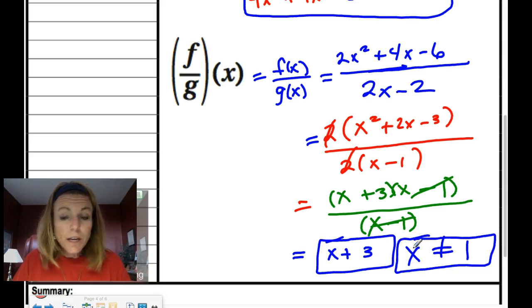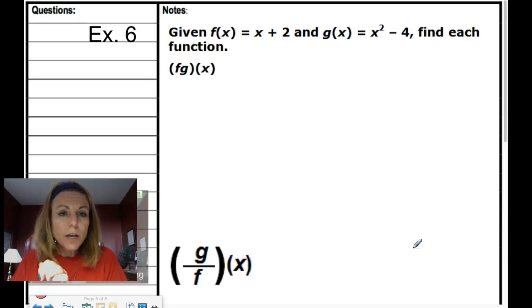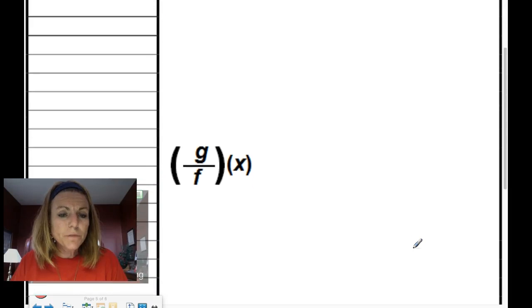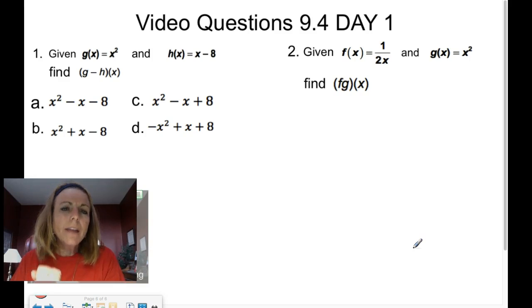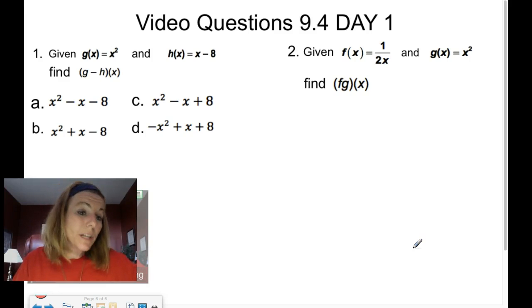That's it. Let's see what's on the next page. We have another multiplication and another division. I think we're going to save those for class. And here we go. We'll make this a short video. We're subtracting g minus h of x. Very easy. Distribute the minus. And then number 2, we're multiplying. We will see you tomorrow.